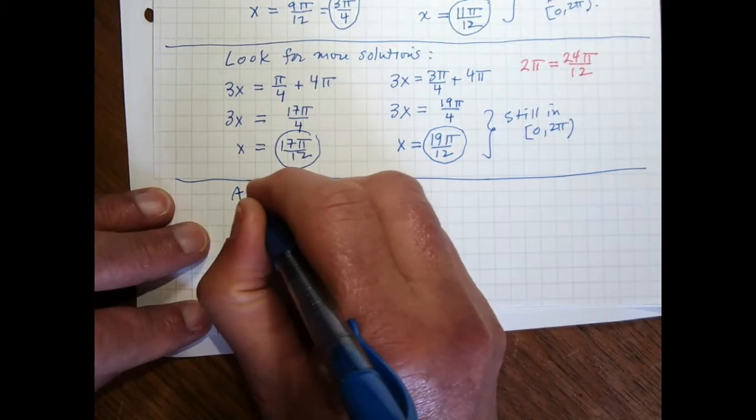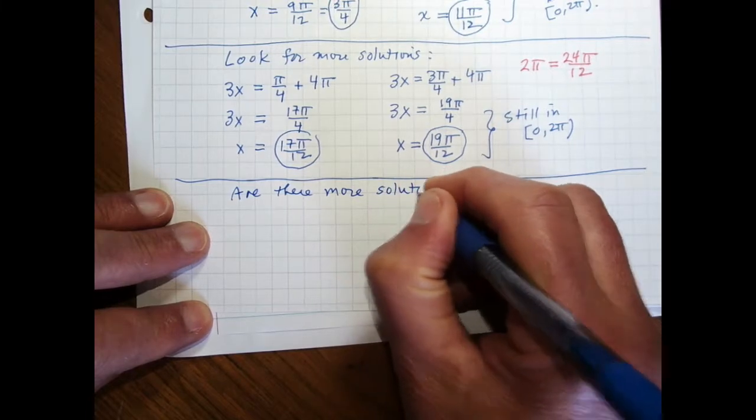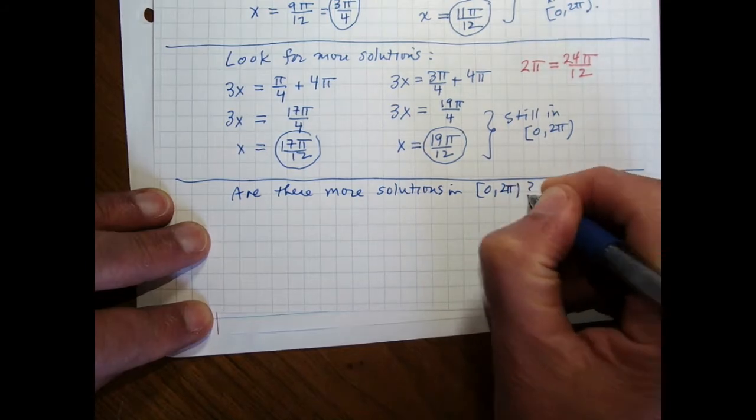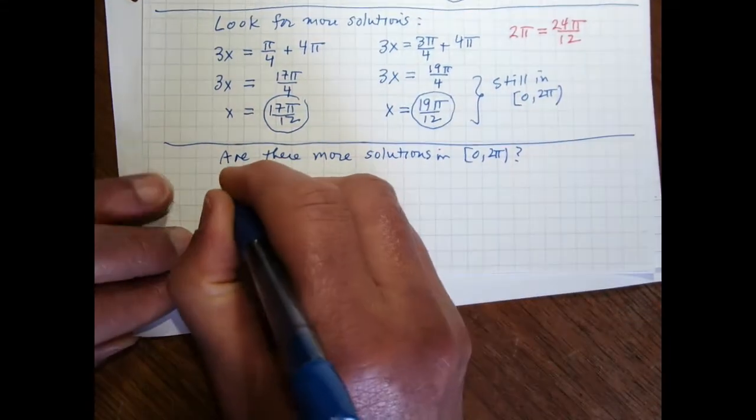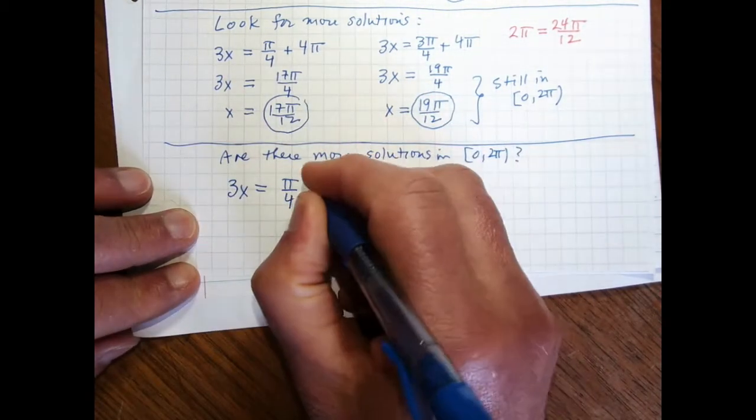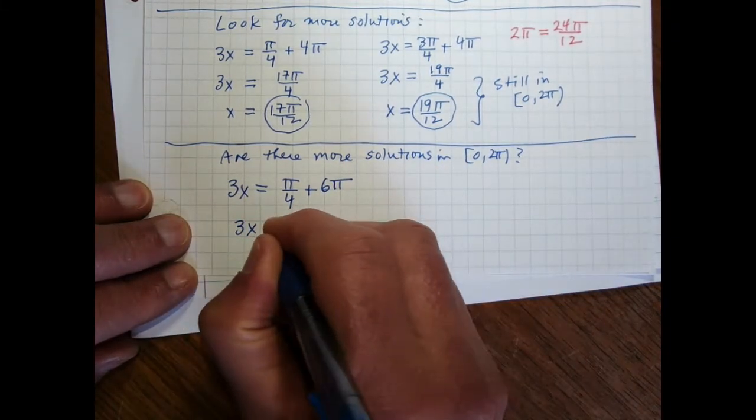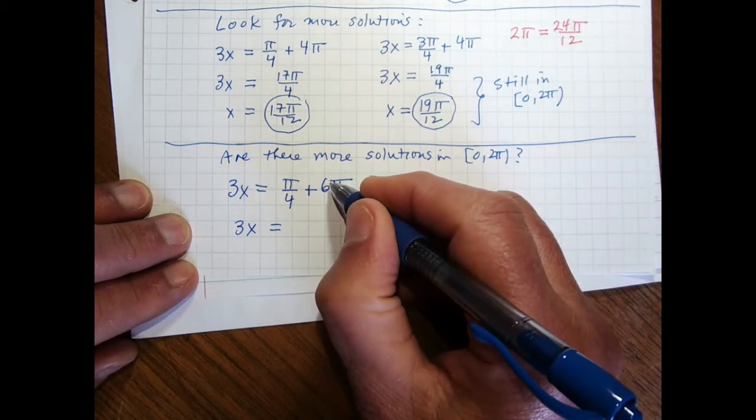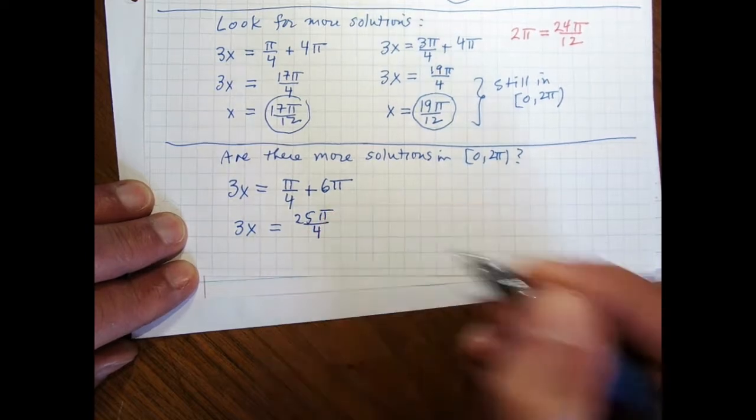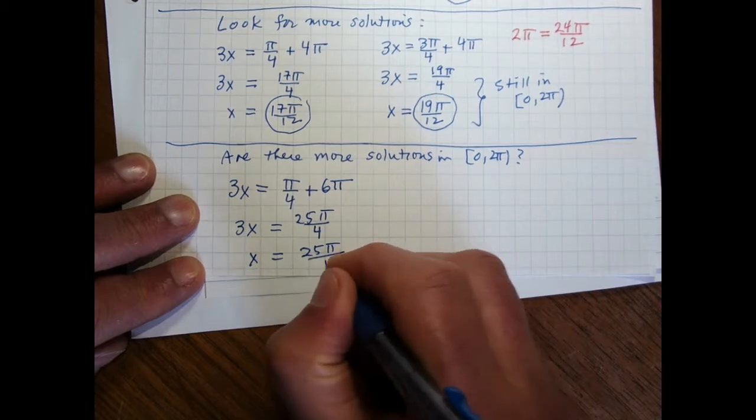Are there more solutions in the interval from 0 to 2 pi? Should we try again? Should we set that 3x equal to pi over 4 plus 3 times around, plus 6 pi? And let's see, 3x is equal to 24 pi over 4 plus 1, which is 25 pi over 4. So x is equal to 25 pi over 12.